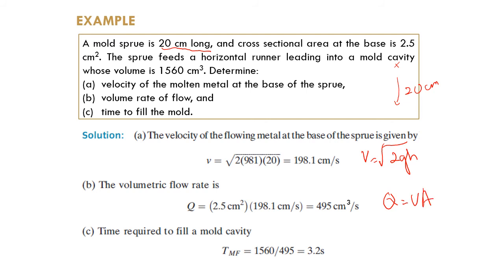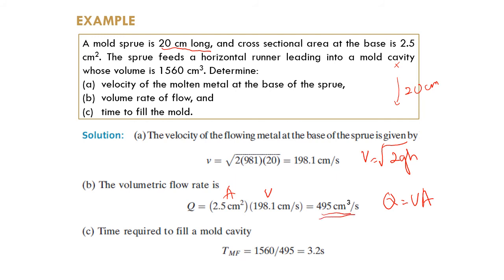Now the volumetric flow rate Q, if you can remember, Q equals VA, right? So the volumetric flow rate can be calculated by using this equation. The cross-sectional area at the base is 2.5 cm squared. So this one is A, this one is V. When you calculate, you will get this value.